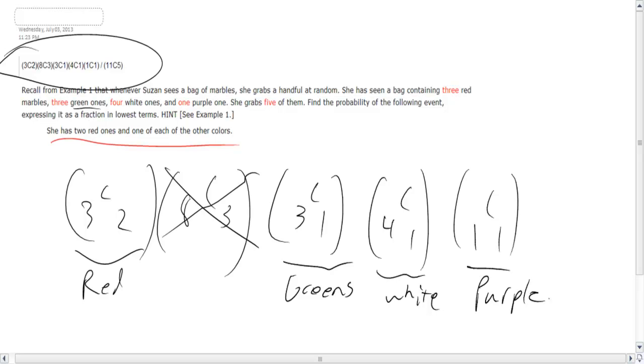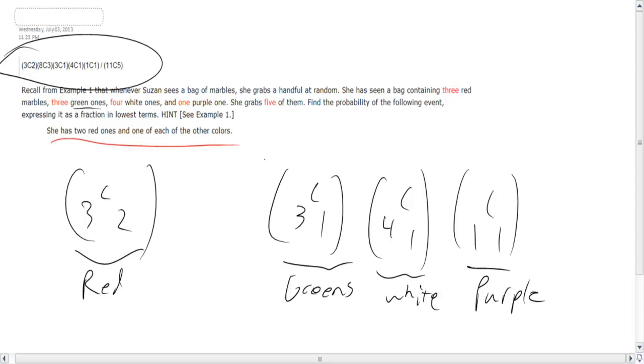So now we have guaranteed 2 reds, 1 green, 1 white, 1 purple. Now the question is, are there any marbles left for us to pick? Well, we got 2 reds, then another green, so that makes 3, another white, that makes 4, another purple, that makes 5. So there's no more marbles for us to pick. So we're done. This is your problem.